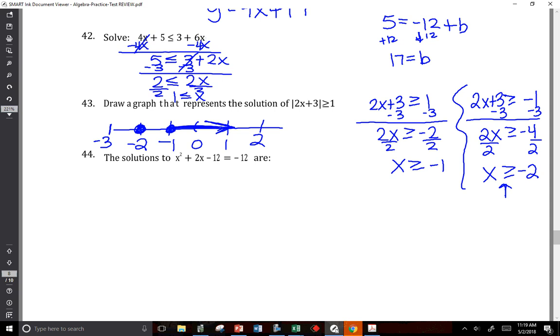Okay, so I have two pieces here. I have x equals 0, but then I also have x plus 2 equals 0. So that gives us x equals -2 because you would subtract 2 from both sides. Okay, and so we have x equals 0 as a solution and x equals -2 as a solution.